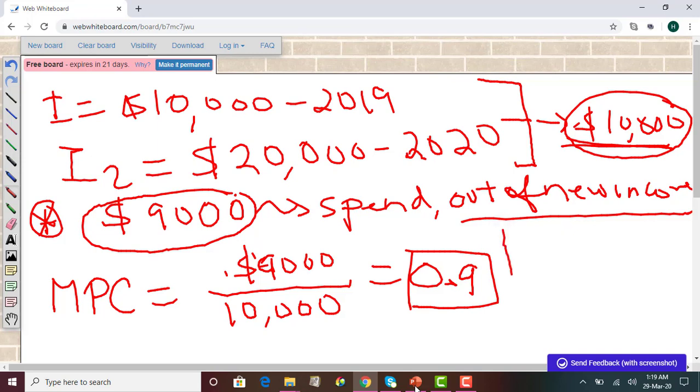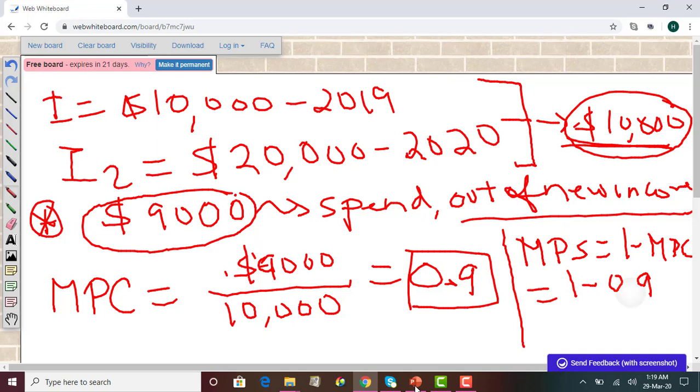Now, if I ask you what is your MPS, the easiest way to calculate it is 1 minus MPC. If you remember, MPC plus MPS is equal to 1. So we just took MPC to the other side. So what we know is 1 minus 0.9, and that is equal to 0.1.